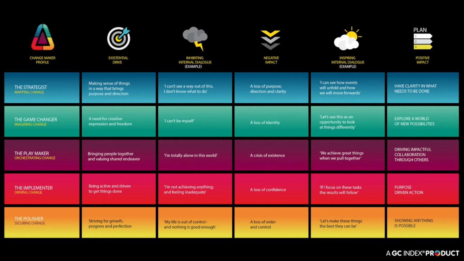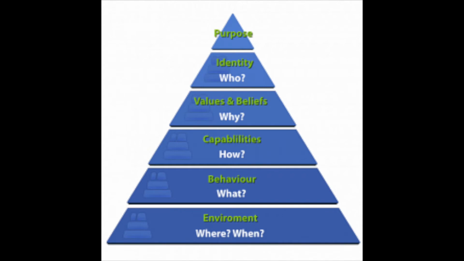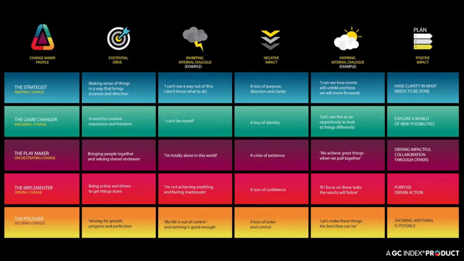The bottom piece of that logical change model: if you're in an environment that is not fostering clear direction and purpose, the strategist is going to feel like there is a loss of purpose, no direction, no clarity, and they're going to get frustrated. You have a playmaker, where if they don't feel that they can bring people together, they're going to have a crisis of existence of not having any way to contribute. An implementer, if they're not able to feel like they're achieving anything, is going to have a loss of confidence about the change.